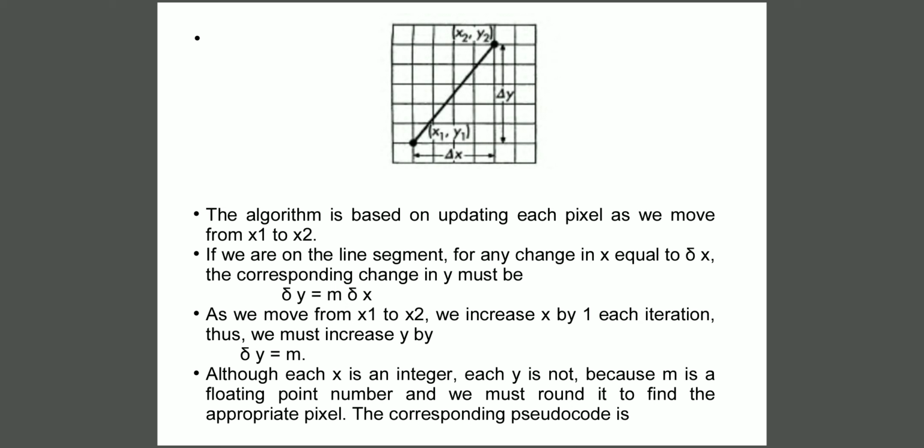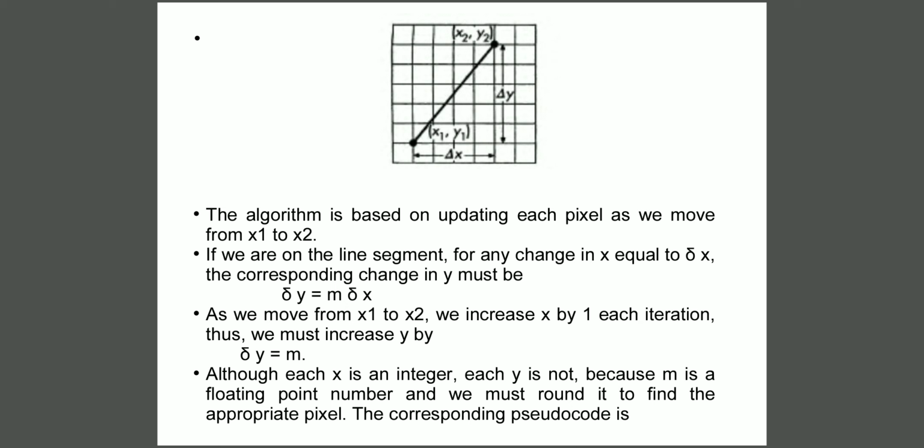Then each time we increment the x value by 1, corresponding to that we need to increment the y coordinate value also, and the y increment is equal to the slope value. Because we are incrementing the x coordinate value by 1, the change in x is an integer value, but the change in y is not an integer value, it is a float value, because the slope value, that is the m value, is also a floating point value.